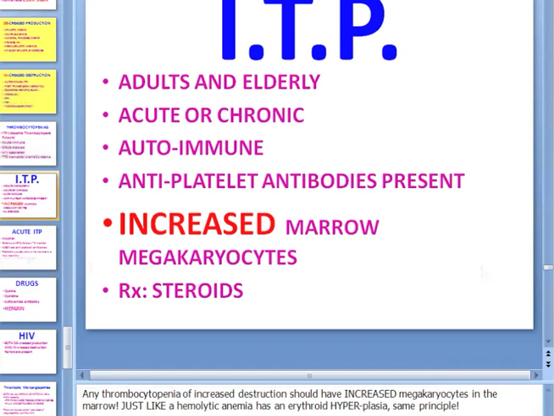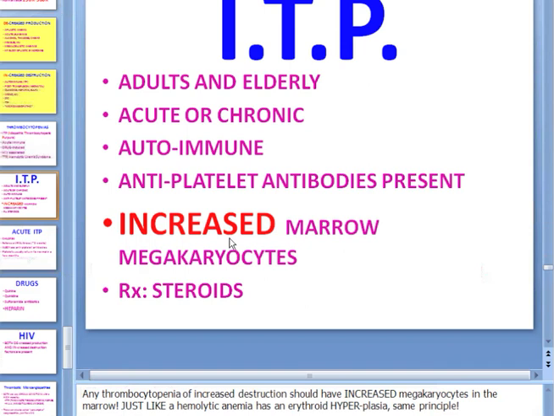If they're negative, they still may have ITP, but usually the antiplatelet antibodies are positive. And think about this now. If you are destroying your platelets because the antibodies are covering them, you're destroying your platelets faster than you should, you are probably normally physiologically reacting to that by having an increased number of marrow megakaryocytes.